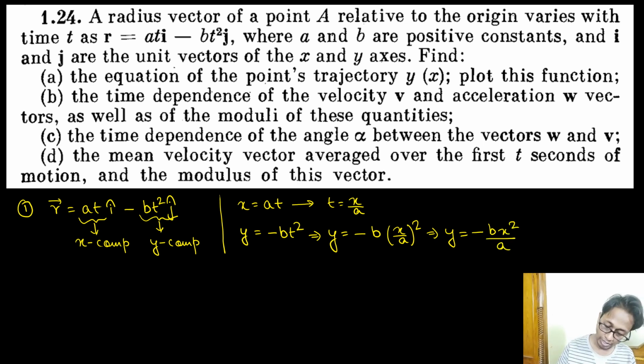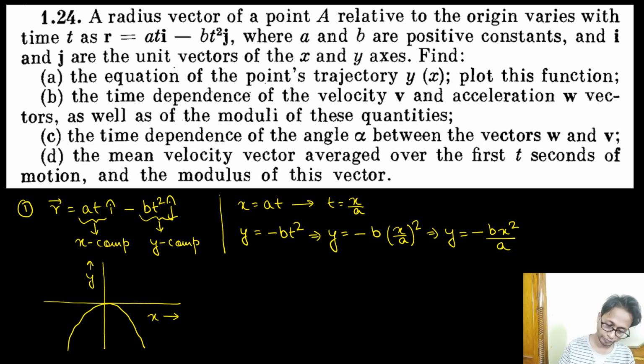Acha. How do I plot this function? This function is nothing but an inverted parabola. See, have you learned quadratic equations? When the coefficient of x square is negative, what kind of graph do we get? We get this kind of graph. Okay, this is y, this is x. This was our part A of the question.